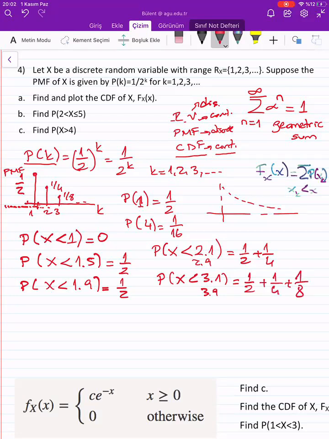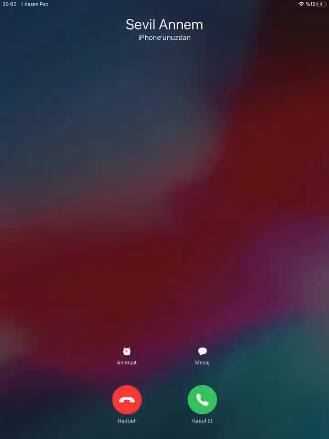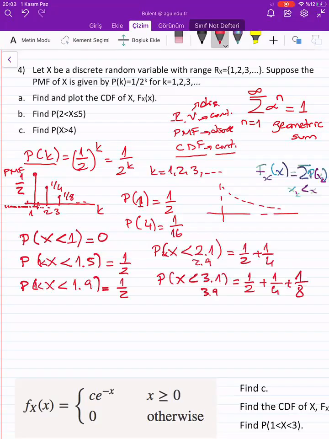So if you think about this, we should always consider whether x is greater than 1 and less than 1.5, greater than 2 and less than 2.1, greater than 3, and that means we are always in these intervals. Okay, so in terms of the intervals, how do we plot this CDF?